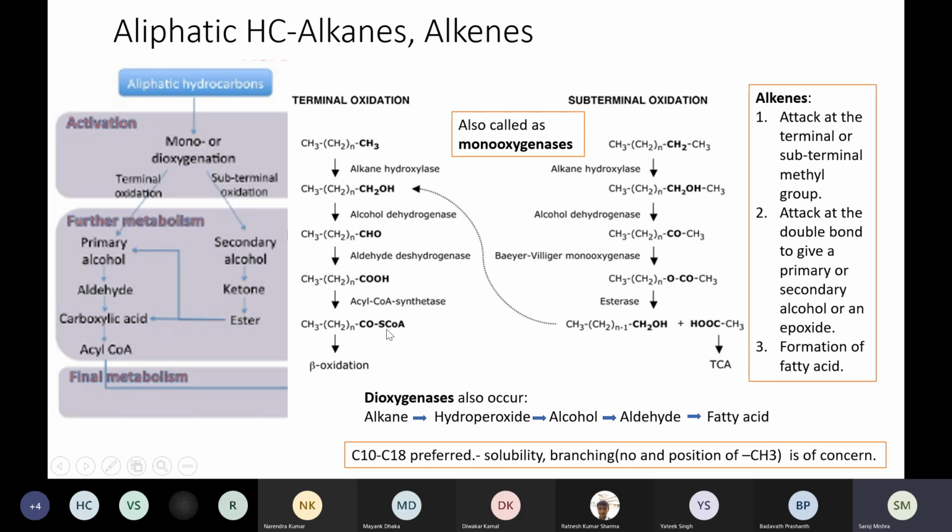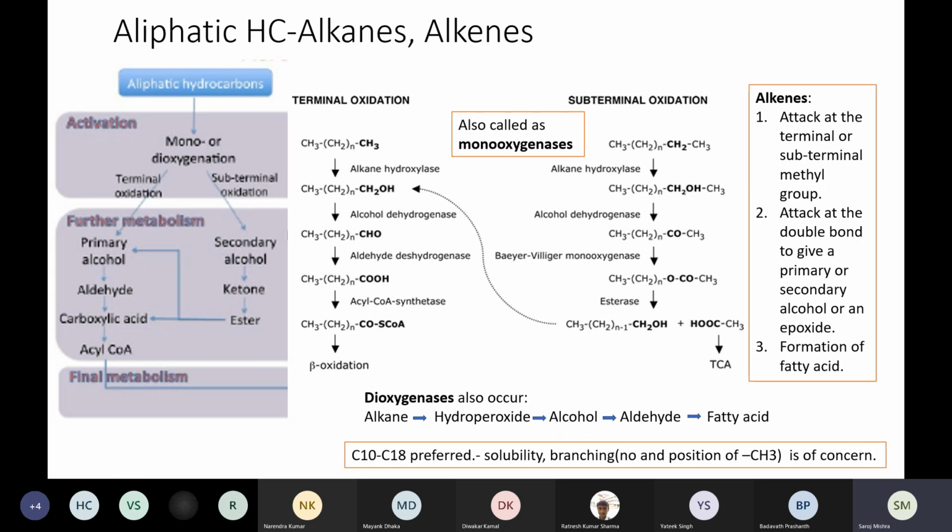Such moieties will undergo beta oxidation. In beta oxidation, you remove one moiety here. If it is a long chain hydrocarbon, then two-carbon moieties are released periodically in the form of acetyl coenzyme A, and that's what you see here. That is how it enters into the TCA cycle, and it gets completely metabolized into carbon dioxide and water.